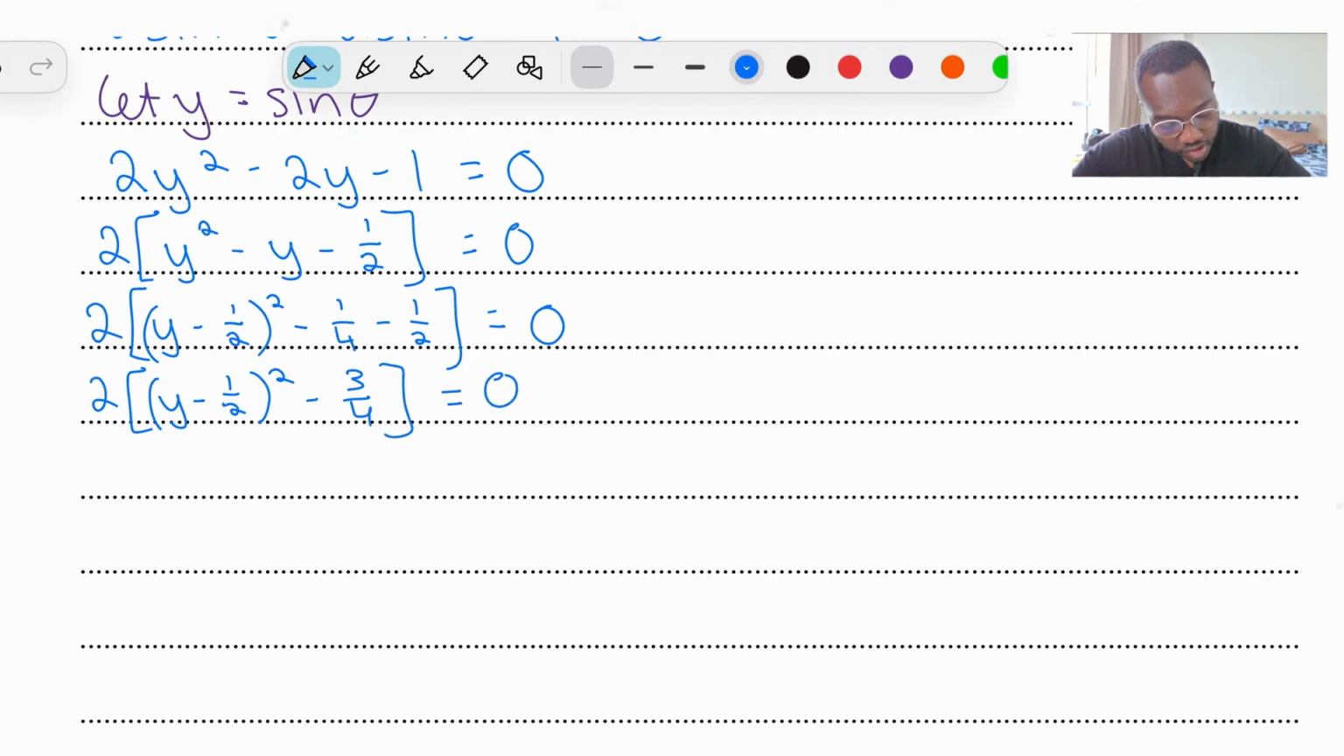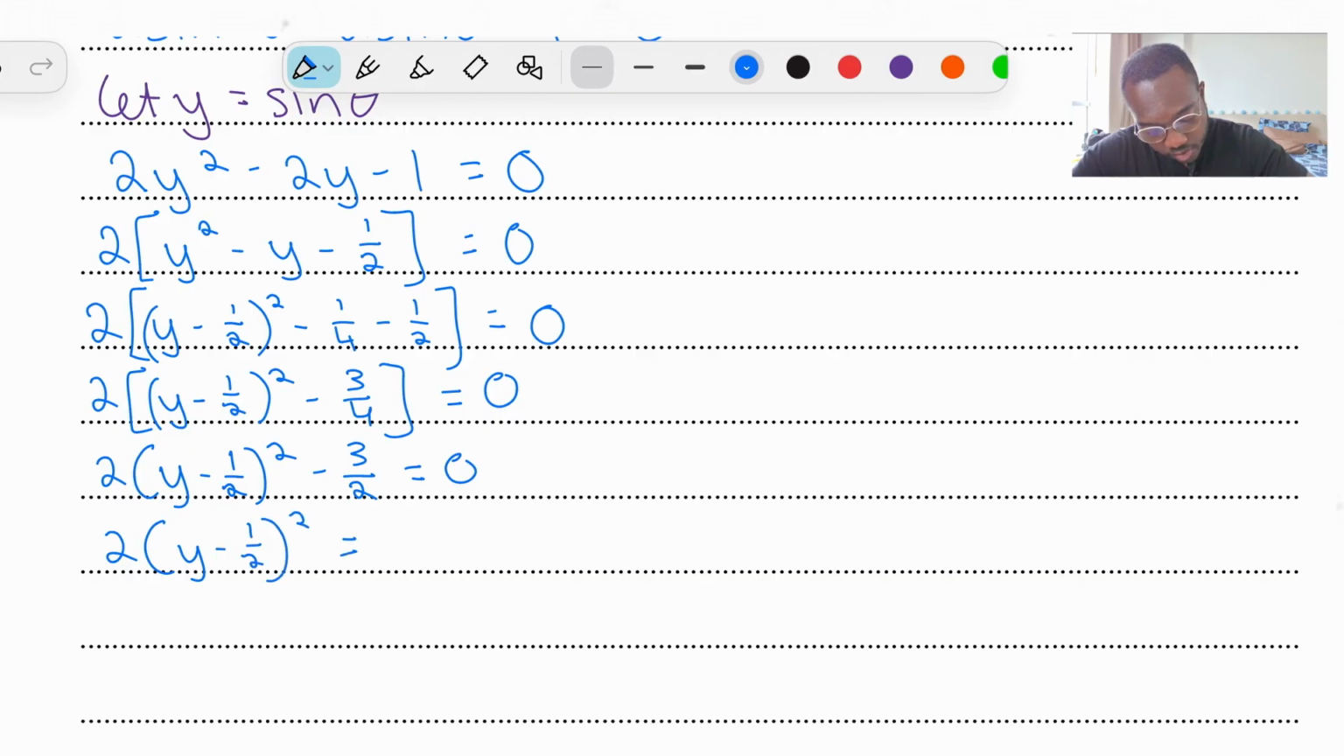And then for this stage here, we can now get rid of this. So we can now multiply everything by 2. So we get 2, then in brackets y minus a half squared, 2 times minus 3/4 is going to give us minus 6/4, so minus 3/2, and that is equal to 0. Therefore, we get 2 times y minus a half squared is equal to 3/2, okay?